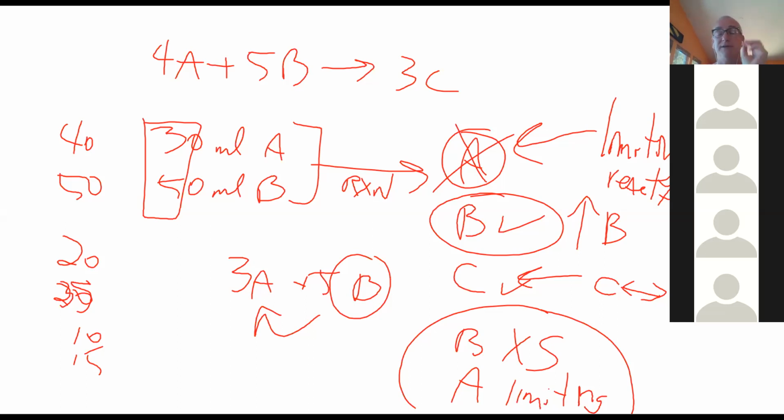And then when that happens, calculate the number of moles of A, the number of moles of B, and the number of moles of C. And that will tell you precisely what these numbers are supposed to be.